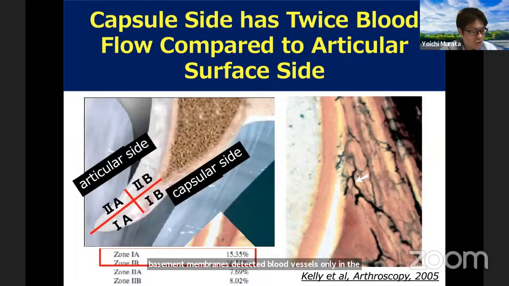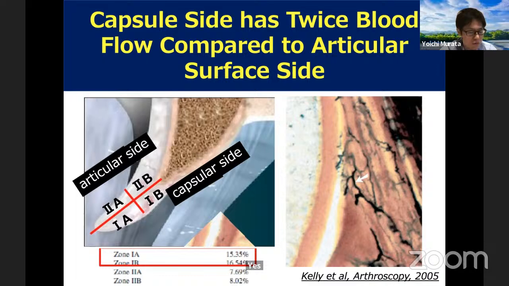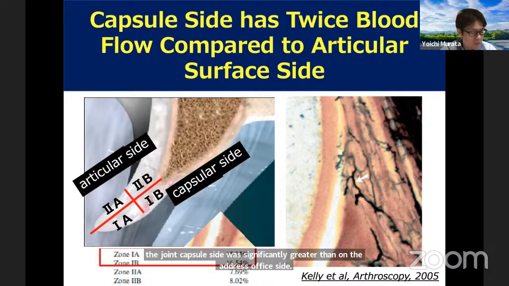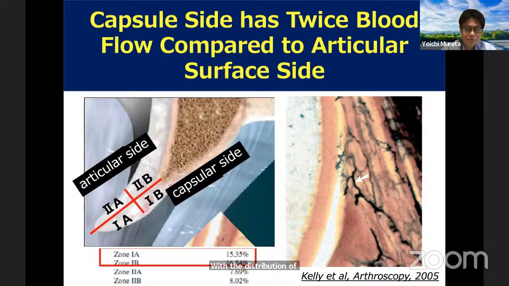In a study utilizing cadavers with 12 hip joints, the blood flow distribution of the labrum was analyzed by dividing it into 4 locations. In each location, it was found that the blood flow on the joint capsule side was significantly greater than on the articular surface side, with a distribution of blood flow approximately twice.